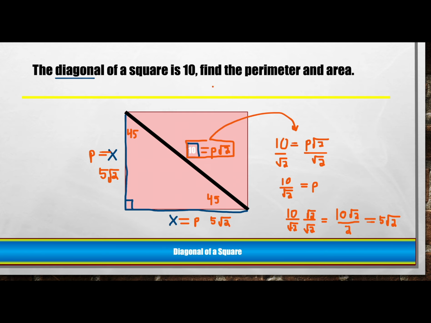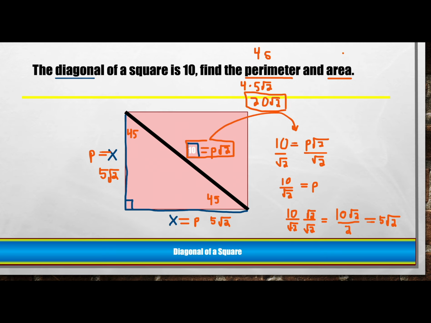Now the question didn't want us to just find the side length, it wanted us to find the perimeter and the area. So the perimeter is 4 times the side length. So in this case, the perimeter is going to be 4 times 5 root 2. Watch, 4 times 5 becomes 20. So our perimeter is just 20 times the square root of 2.